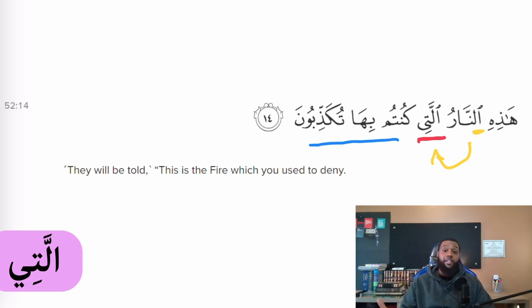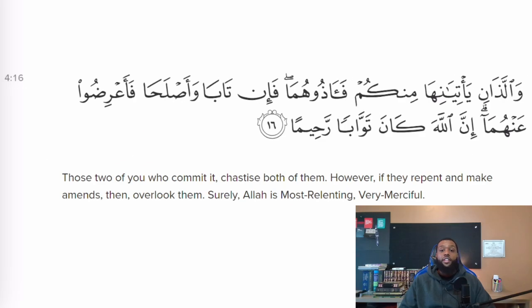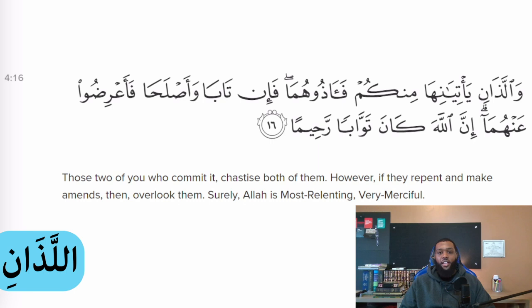So allati doesn't show a sign that it's in the state of rafa, right? But based on how this type of ism functions, we know that it's basically a carbon copy of an-nar, right? It's definite, it's in the state of rafa, it's singular, right? And it's feminine. And then we see here alladhani, right? And this is the dual masculine form of the relative pronoun, right? Very similar to muslimani, right? Hadhani. So this is the dual format.